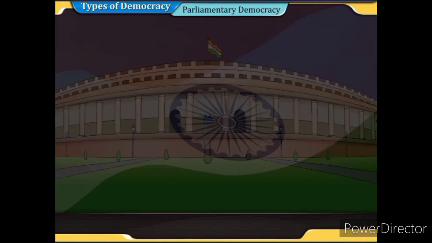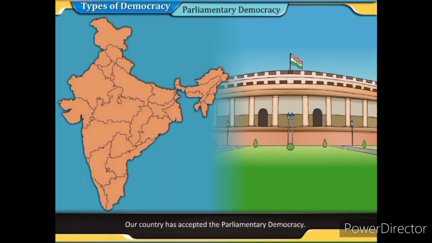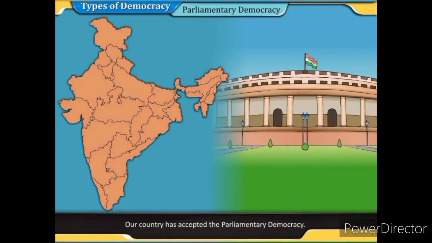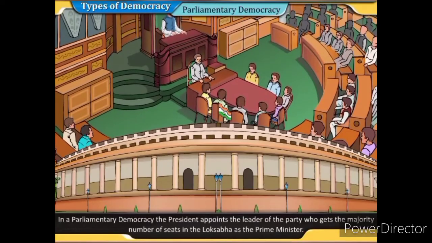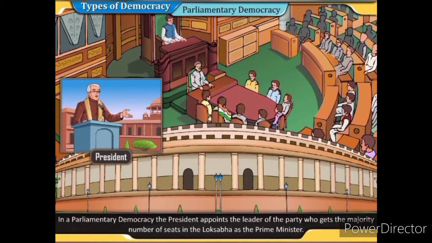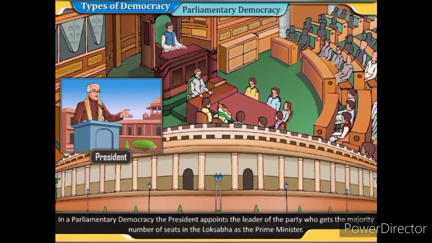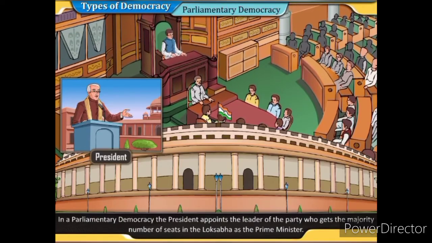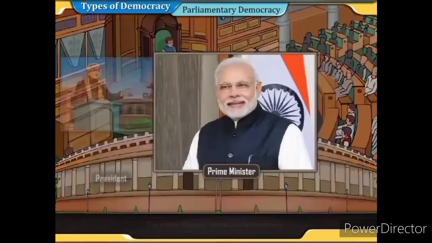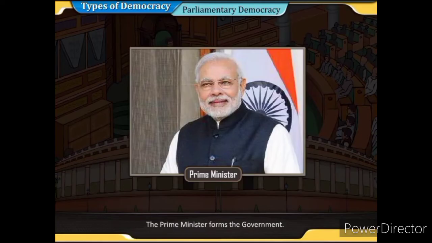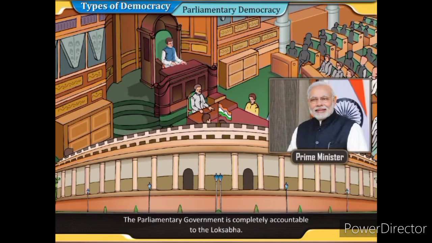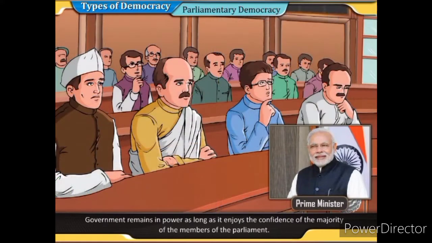Parliamentary democracy. Our country has accepted the parliamentary democracy. In a parliamentary democracy, the president appoints the leader of the party who gets the majority number of seats in the Lok Sabha as the Prime Minister. The Prime Minister forms the government. The parliamentary government is completely accountable to the Lok Sabha. Government remains in power as long as it enjoys the confidence of the majority of the members of the parliament.